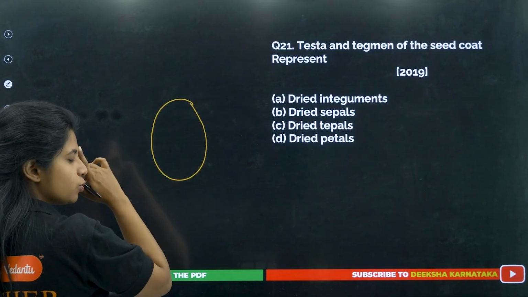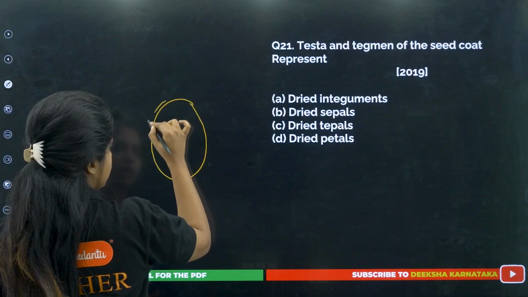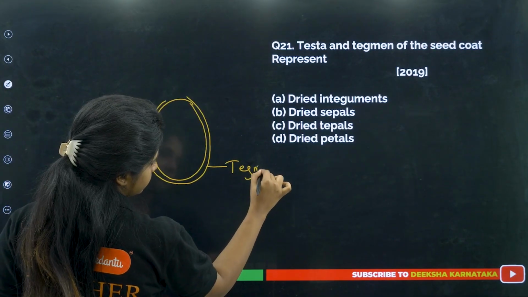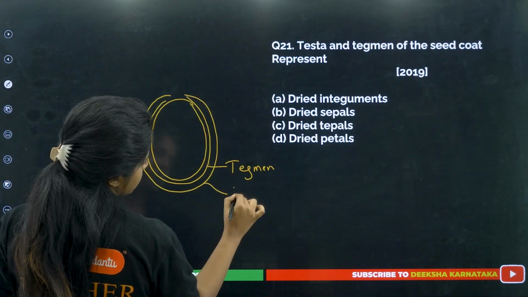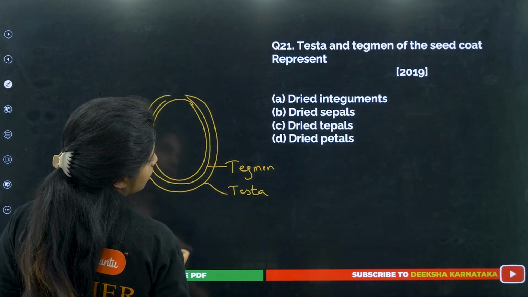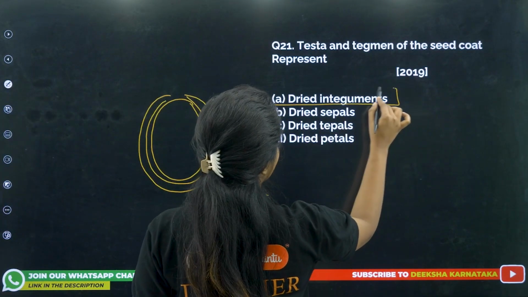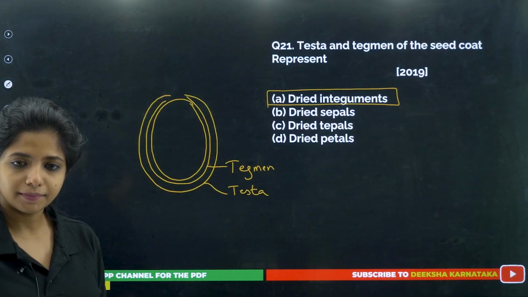So the integuments which were there surrounding the ovule, remember, they become the seed coat. The inner one is known as tegmen, and the outer one is known as testa. So testa and tegmen of the seed coat represent dried integuments. The integuments are the ones that get converted to this.